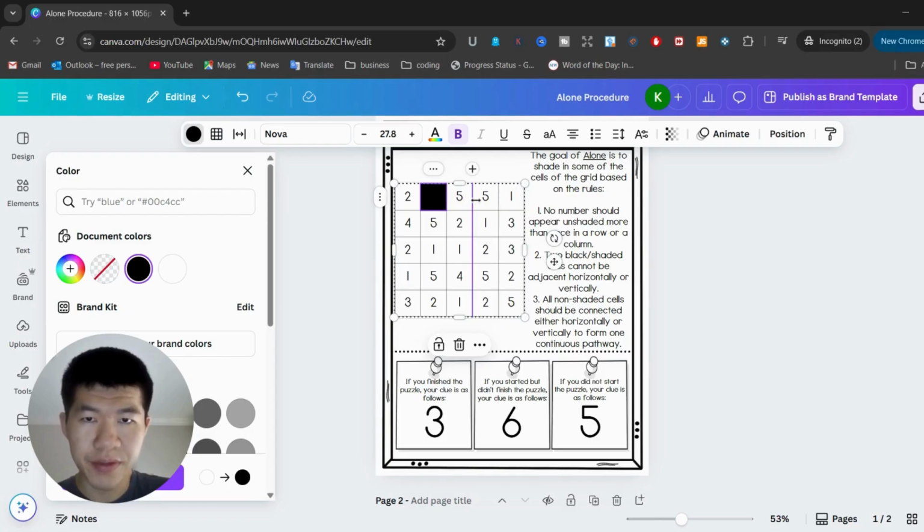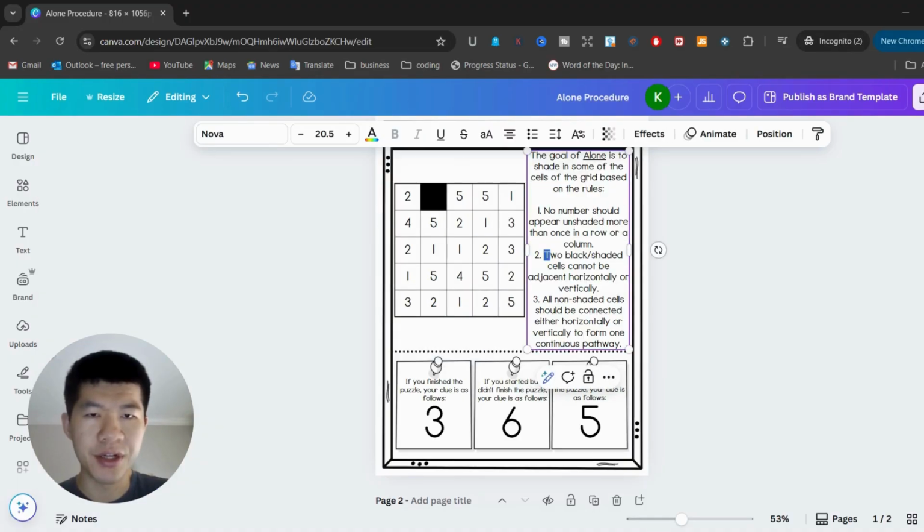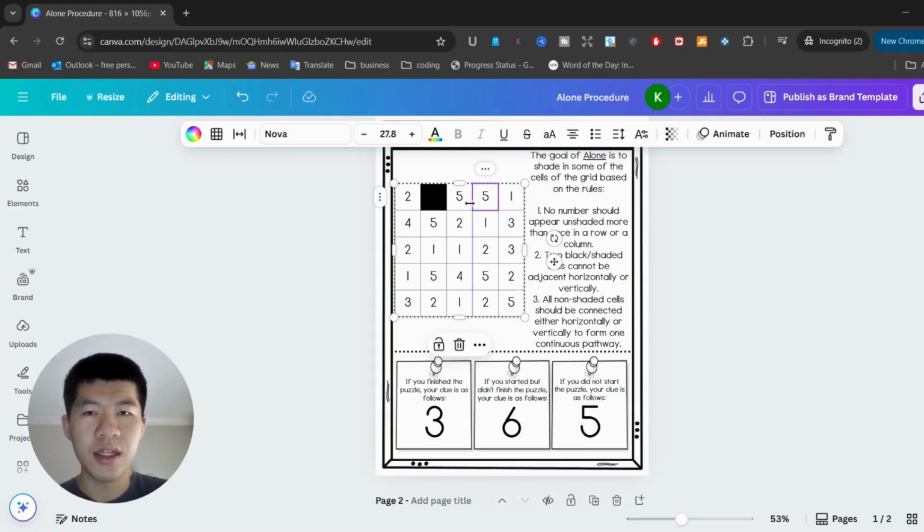Next, one of these fives needs to be shaded because you cannot have duplicate numbers in a row or a column. So which five should I shade in? Well, I can't shade in this five because that would violate the rule that two shaded cells cannot be adjacent horizontally or vertically. If I were to shade in this cell, it could be the wrong one, it could be this one, but for now we're just going to have to see what works best. I'm just going to shade in this five right here.